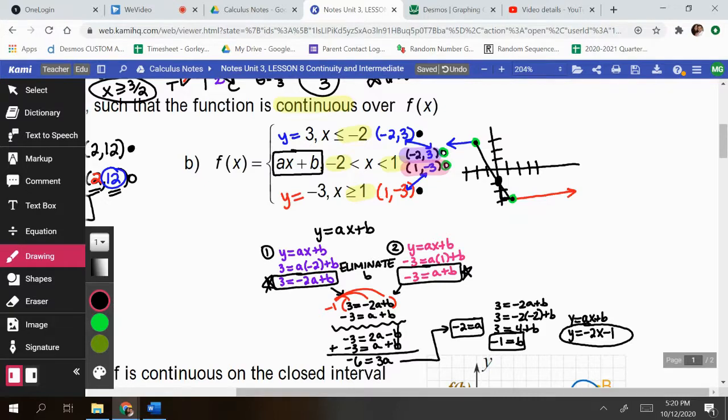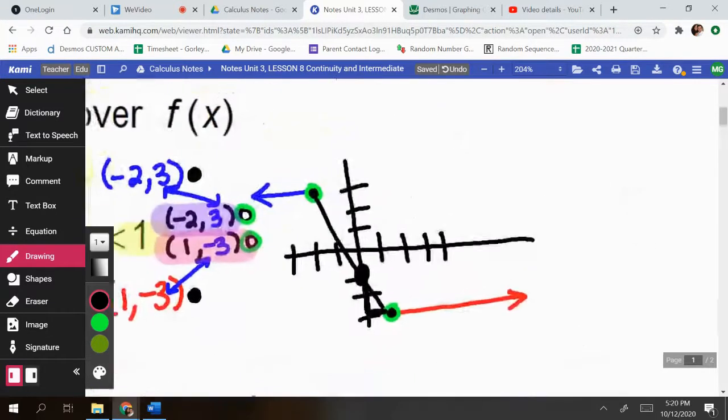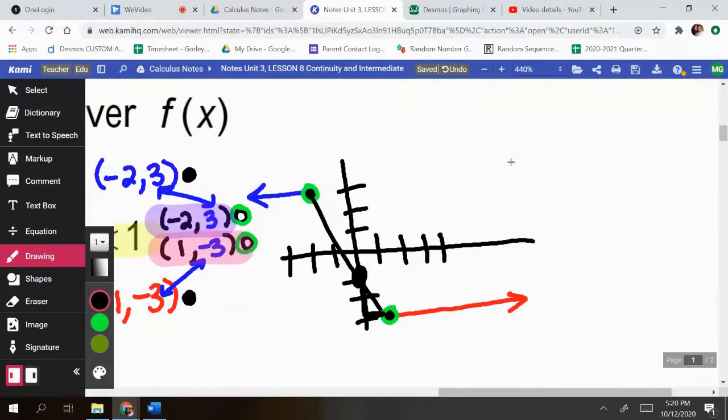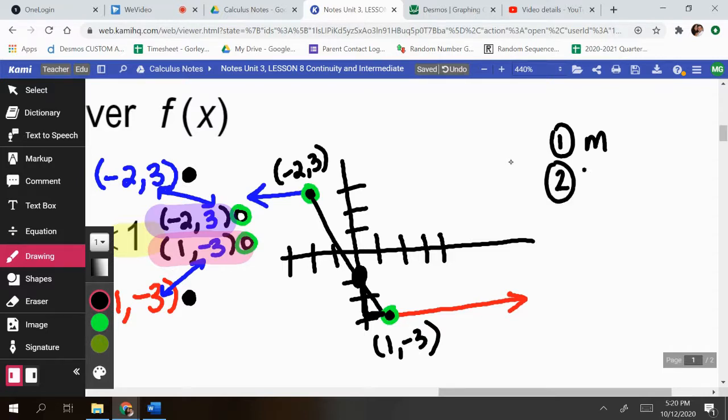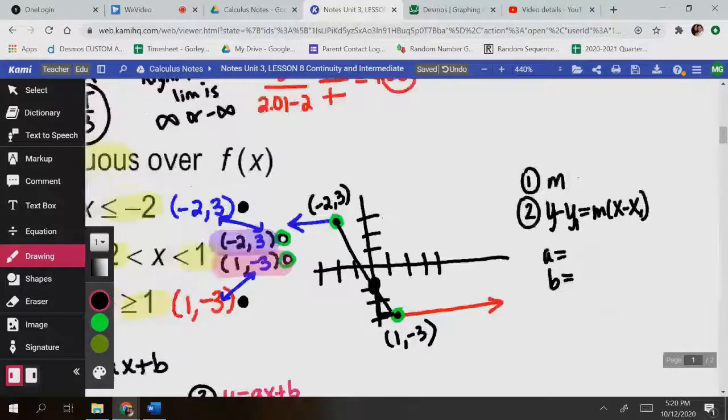Another way we could have found that equation, -2x - 1, and solved that the a value is negative 2 and the b value is negative 1, is I could have graphed it first, saw that this was the point (-2, 3), and this was the point (1, -3), and found the equation by first getting the slope between those 2 points, and then secondly, use my point slope formula in order to get the equation of that line. And then I could identify what a would need to be and what b would need to be. Okay, just some food for thought.